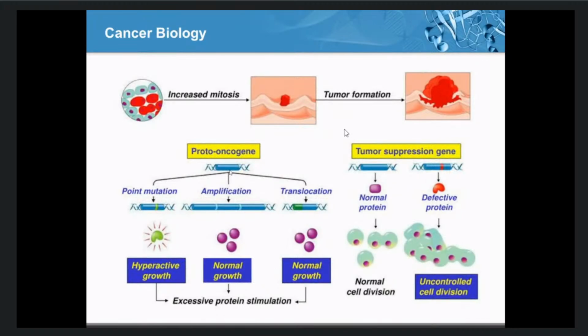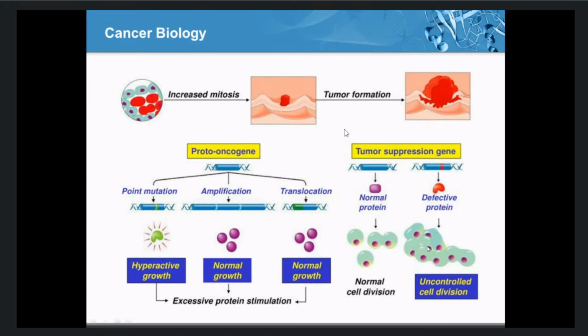We do have, at the molecular level, proto-oncogenes and tumor suppressor genes. Someone was talking about p53, which comes under tumor suppressor genes, where if the normal proteins develop from the genes, normal cell division will happen. But if there is a defect in the protein, as we talked about earlier, like a dot instead of a dog, then the protein is defective, and you can see uncontrollable cell divisions.